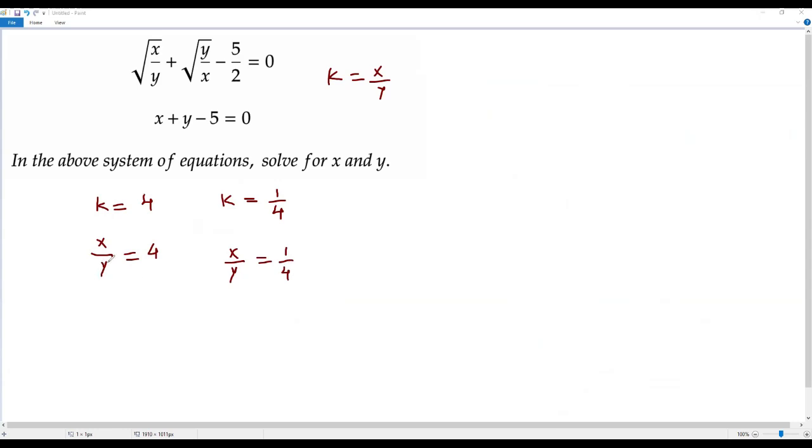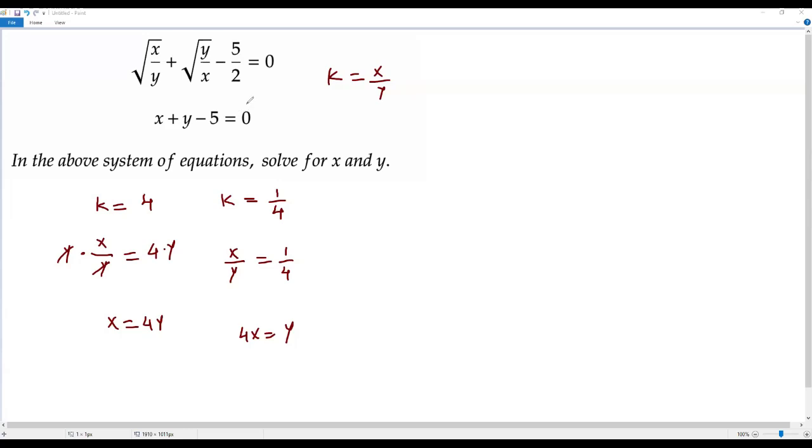Now let me multiply both sides of this equation by y. This y will cancel. I'm getting x equals to 4y. Here we can do cross multiplication. That is, this numerator has to be multiplied by this denominator, and this numerator has to be multiplied by this denominator. So when I multiply x and 4, I'm getting 4x. And when I multiply 1 and y, I'm getting just y. Now I got two equations, x equals to 4y and 4x equals to y.